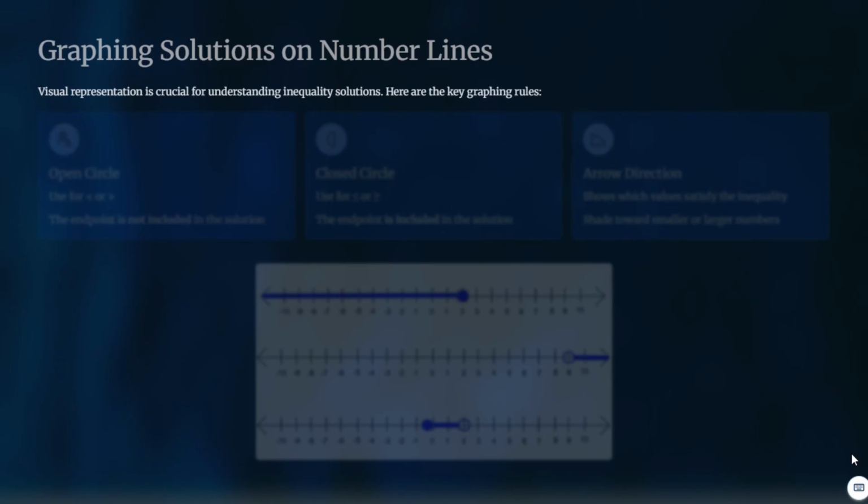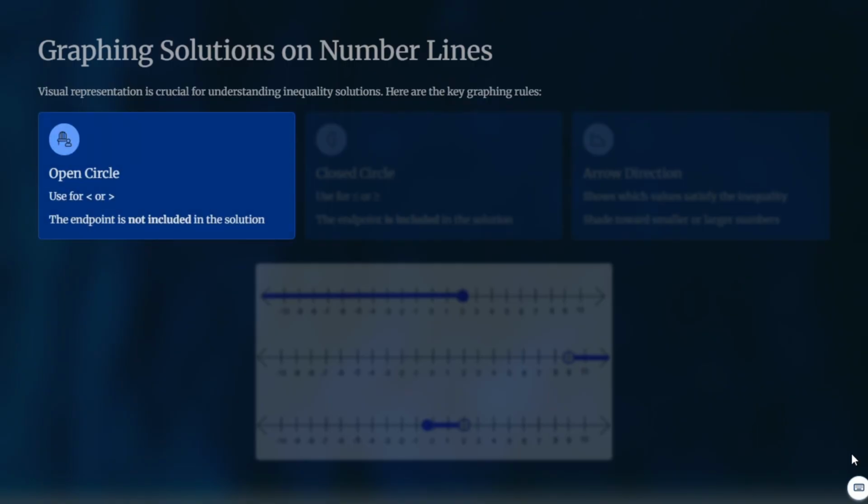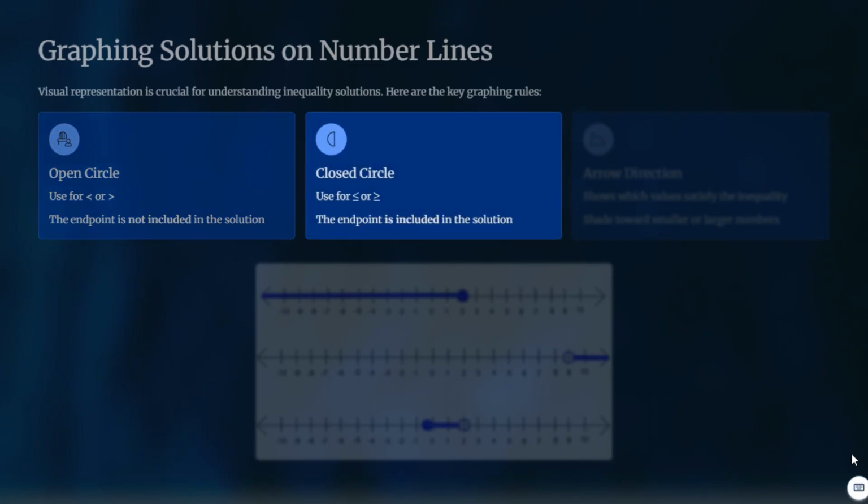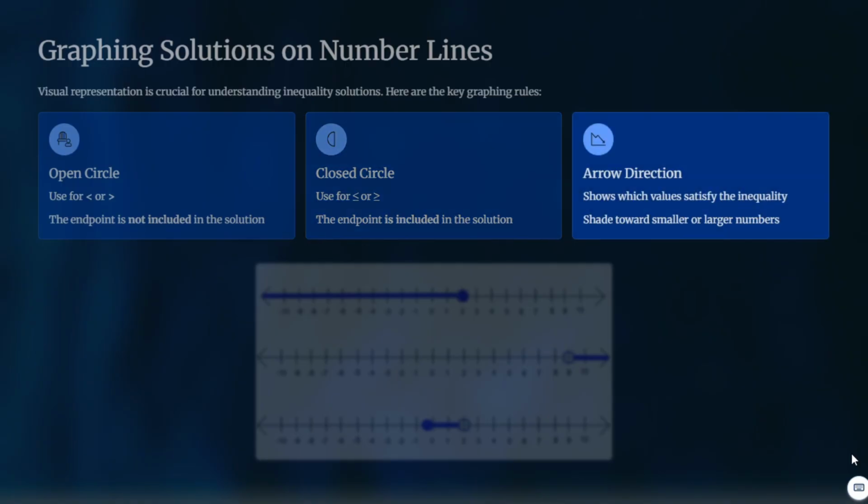So visual representation is crucial for understanding inequality solutions. So here are the key graphing rules. If you have an open circle, you use that for strictly less than or strictly greater than. So the endpoint is not included in the solution. The closed circle is used for less than or equal or greater than or equal. In this case, the endpoint is included in the solution. And the arrow direction shows which values satisfy the inequality. So you want to shade towards smaller or larger numbers depending on the case.